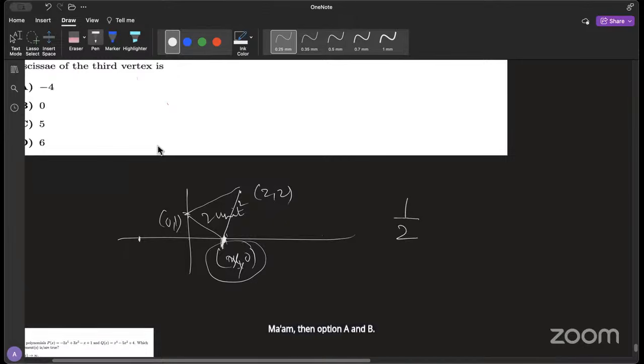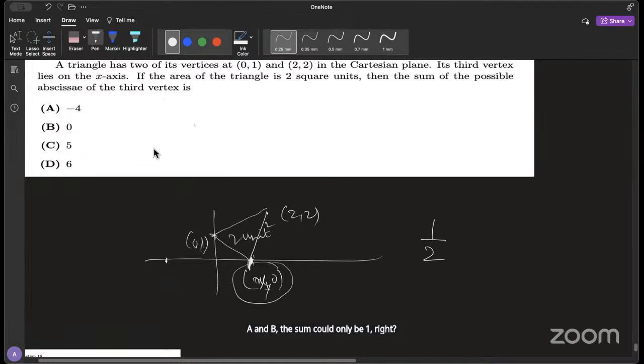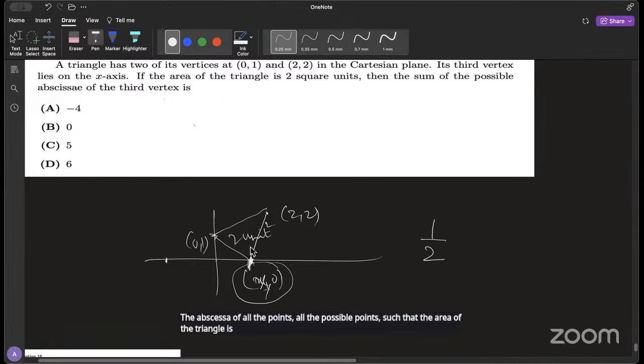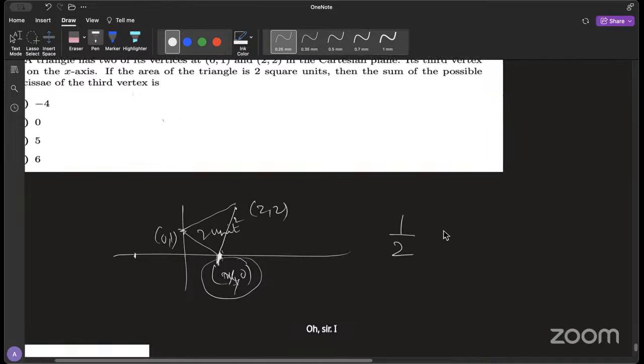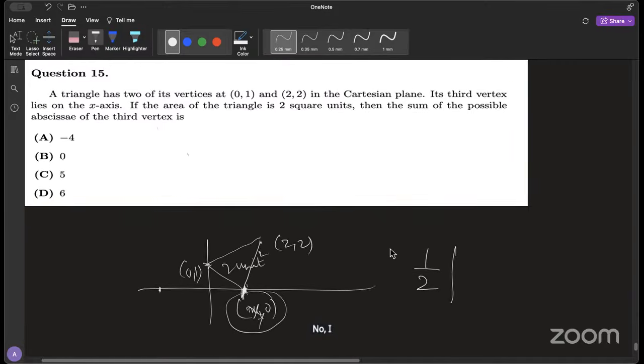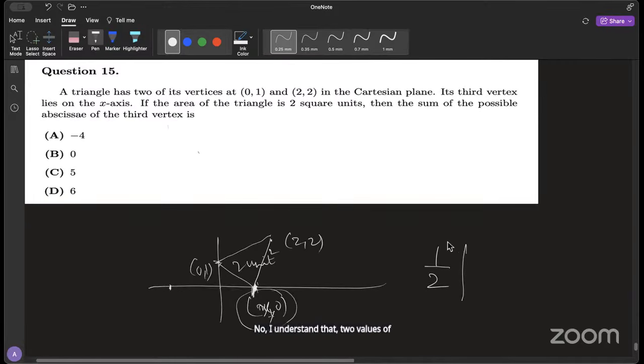You have to find the sum of the abscissas of all the possible points such that the area of the triangle is 2 units squared. No, I understand that there will be two values of x.